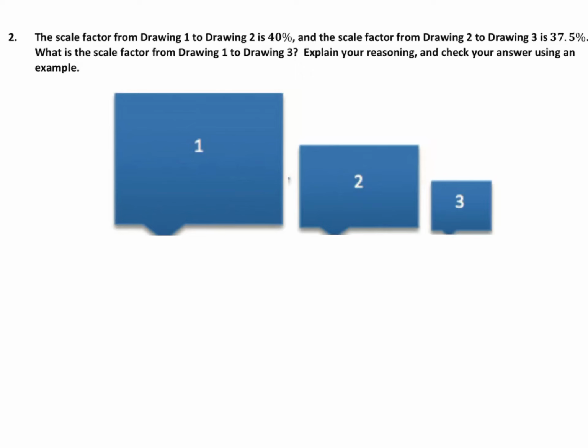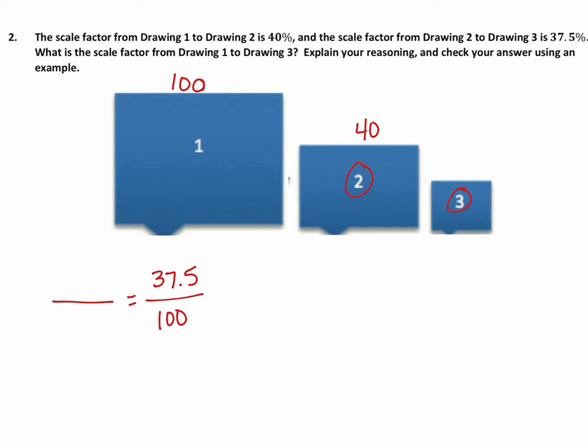So, the first one is our original, so it represents 100%. And the second one would represent 40 because it is 40% of the original. And then it says from drawing 2 to drawing 3, it uses a scale factor of 37.5%.